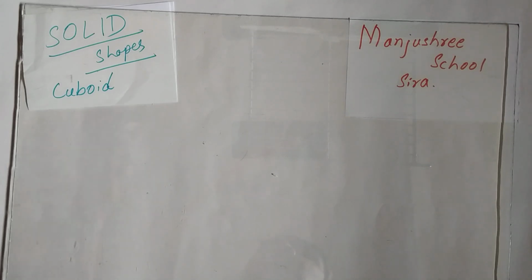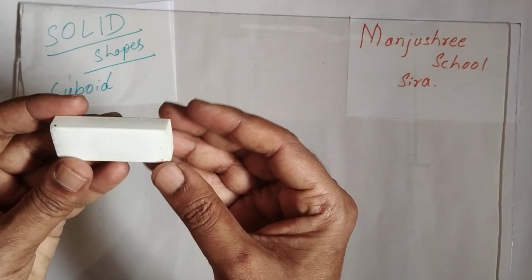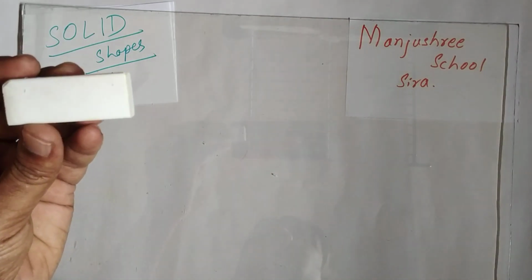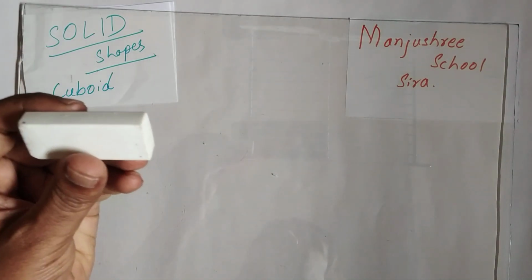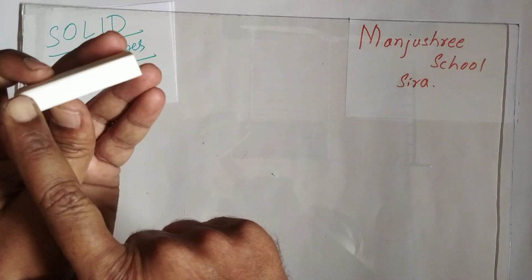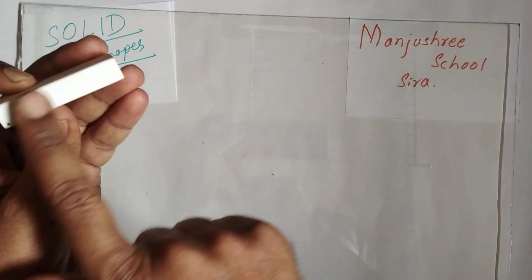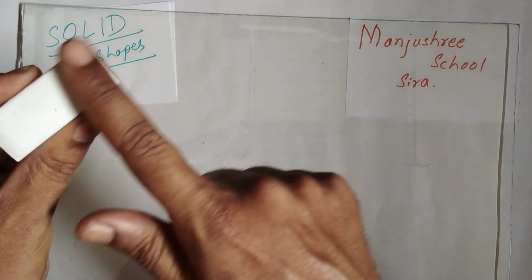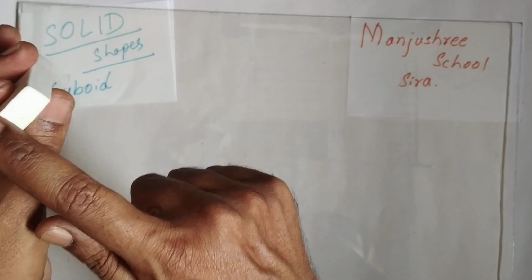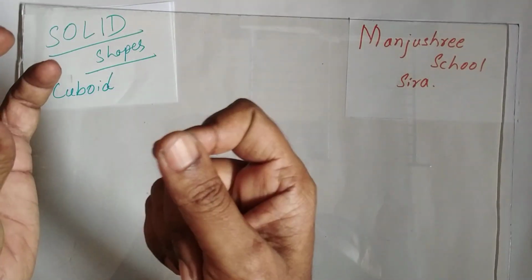I'm going to talk about the cuboids. You can see the cuboid which I am holding. This is an eraser. I think in our students' daily life it's their friend also. You can see the rectangular surfaces. You can see this is also a rectangle, and you can see the rectangle on all the sides.